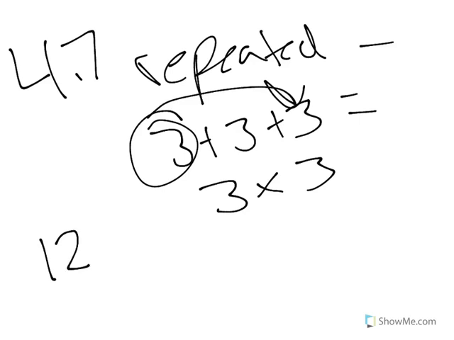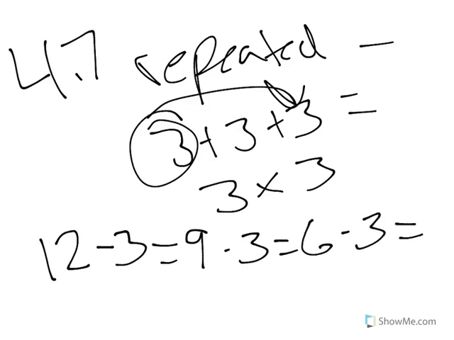You start with 12, and you take away 3, and you get 9. Take away 3, and you get 6. Take away 3, and you get 3. And then eventually, you get to where you need to.